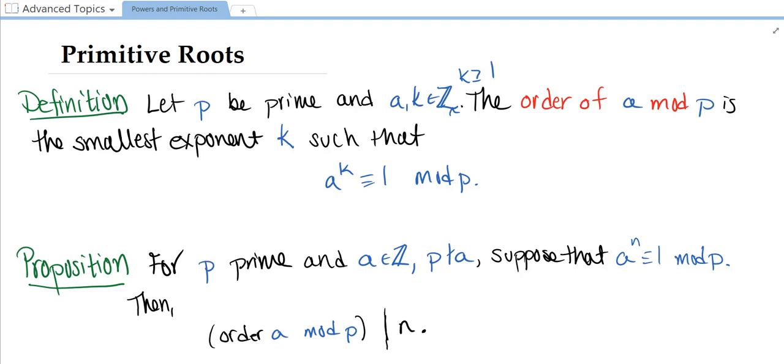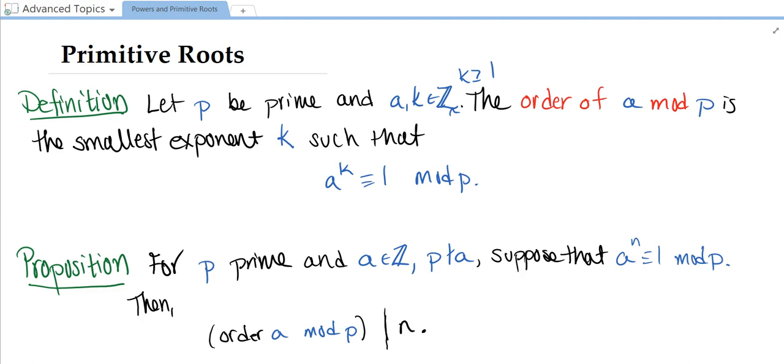Next, we are going to look at primitive roots. And so here's a definition that we kind of want in our back pocket before we dive into primitive roots. Here, p is prime, and a and k are integers. When we talk about the order of a mod p, the order is the smallest exponent k such that a to the k is congruent to 1 mod p.